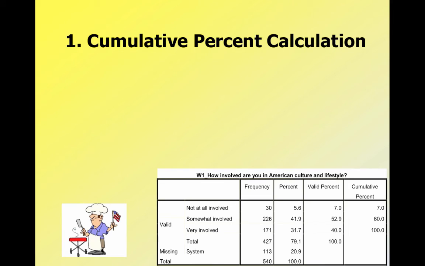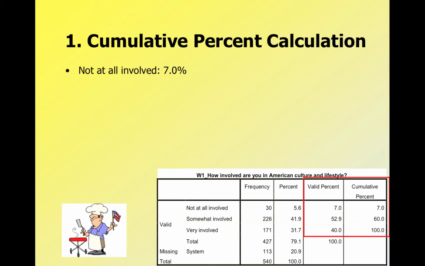So let's go ahead and just work through calculating the cumulative percent. Here we have: how involved are you in American culture and lifestyle? Not involved, somewhat involved, very involved. And we had some people that we can see that did not answer this question. So if you look at cumulative percent, how many people said that they were not at all involved? We see simply 7%. And the way we do this is that we just look at the valid percent and move it right over to the cumulative percent for the first row.